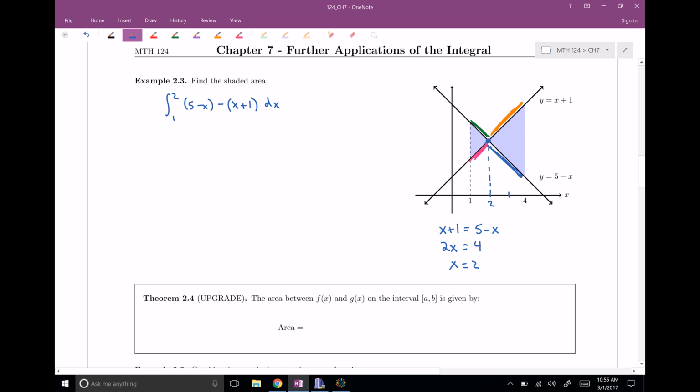And then, in order to finish this out, I'm going to figure out the area of the second triangle. That's going to be between 2 and 4. And on this interval, again, x plus 1 is on top. So x plus 1 is on top, and I'm going to subtract away 5 minus x. All right. So now let's go ahead and calculate these things out.